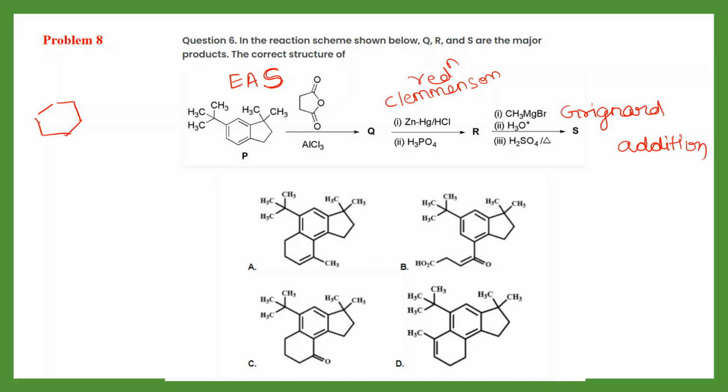You also draw in your copy. Can anyone tell me what electrophile will form on reaction of this anhydride and AlCl3? I think aluminum will gain one electron. Okay, let me tell you. Aluminium has one vacant p orbital. It will coordinate to which oxygen among these three oxygens?